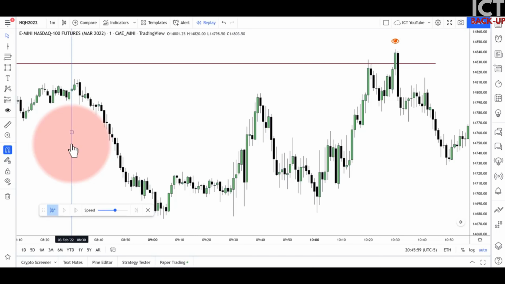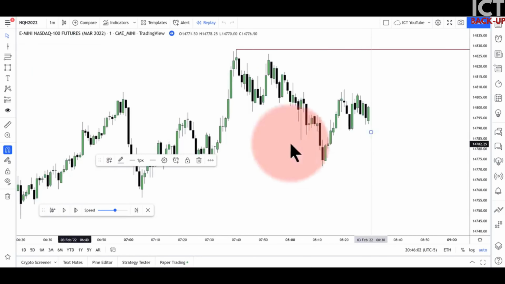All right. So it started at the 8:30 hour. Our line here is at that 15-minute high. So what we're expecting is a run above that high. Okay. And I'll keep it kind of quick. I don't want to spend too much time with this.